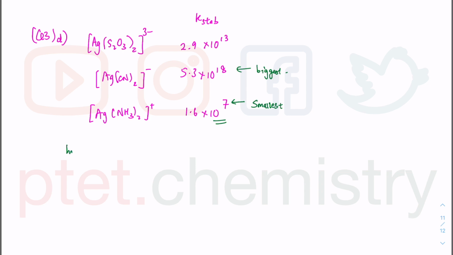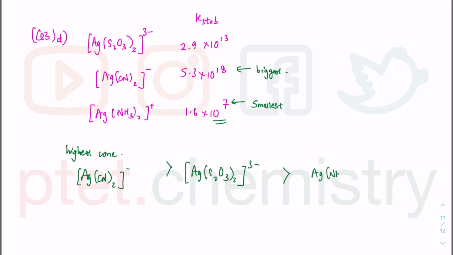Therefore, in terms of highest concentration, you will have silver with the 2 CN minus. This is going to be highest, followed by the second highest, which is the silver with S2O3 2 minus, as given in the data above. And then this one is the smallest, comparing all 3: silver with 2 ammonia and a plus.